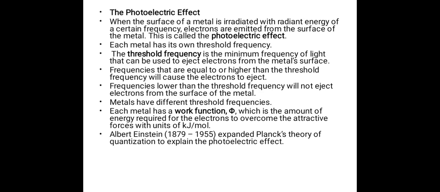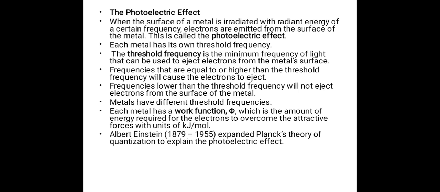The photoelectric effect. When the surface of a metal is irradiated with radiant energy of a certain frequency, electrons are emitted from the surface of the metal. This is called the photoelectric effect. Each metal has its own threshold frequency. The threshold frequency is the minimum frequency of light that can be used to eject electrons from the metal surface. Frequencies that are equal to or higher than the threshold frequency will cause the electrons to eject. Frequencies lower than the threshold frequency will not eject electrons from the surface of the metal.